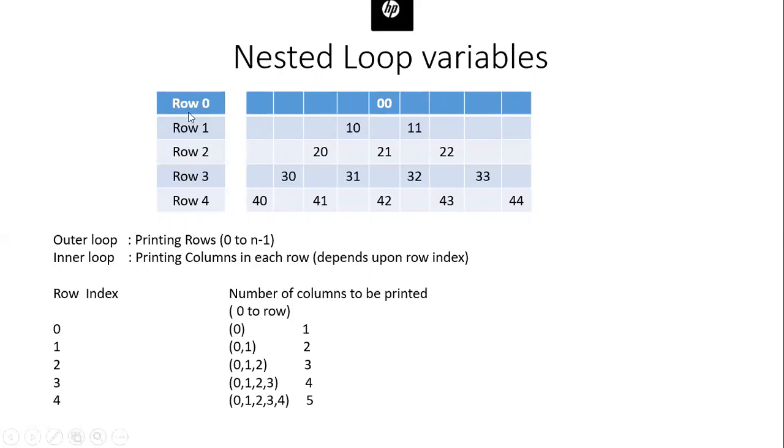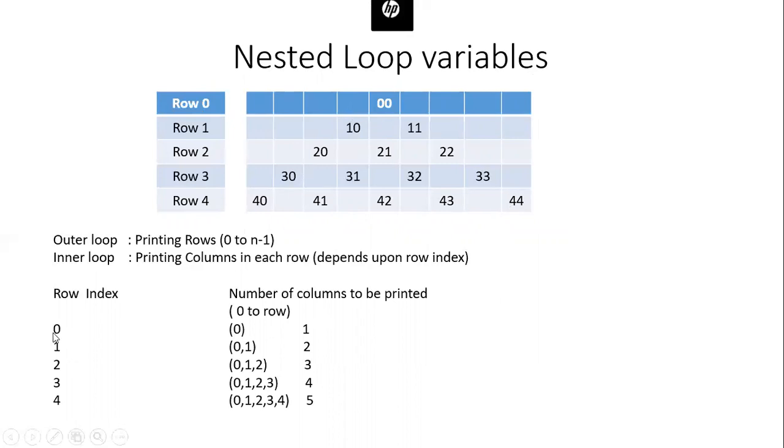If you consider row 0, in that you need to print only one element. In row 1, you have to print 2 elements. Then in row 2, 3 elements and so on. So the number of elements to be printed depends upon the row number. They are not constant always. So we need to arrive at a common formula for controlling this. So what is the formula?